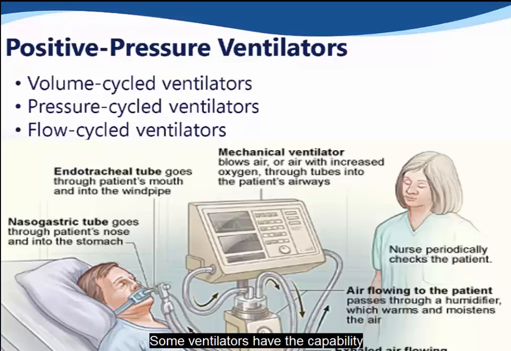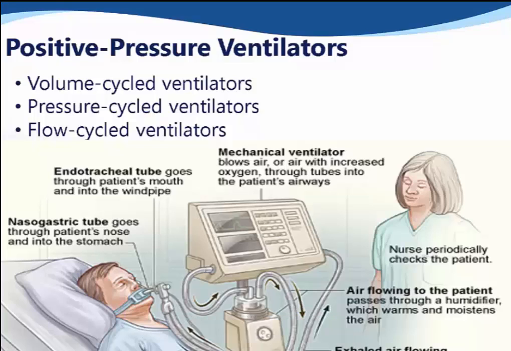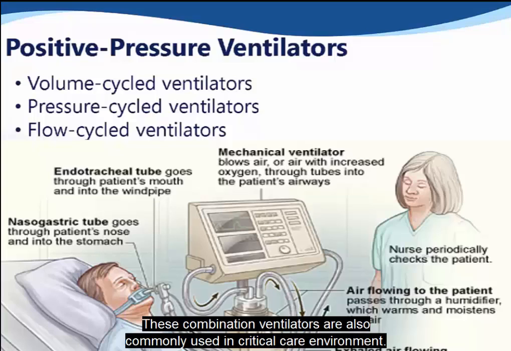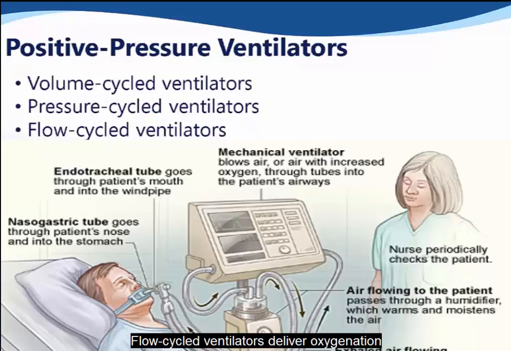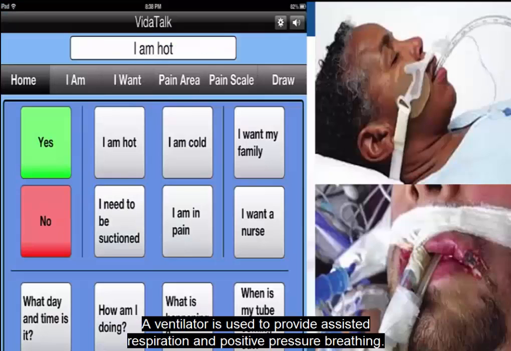Some ventilators have the capability to provide both volume-cycled and pressure-cycled ventilation. These combination ventilators are also commonly used in critical care environments. Flow-cycled ventilators deliver oxygenation until a preset flow rate is achieved during inhalation. A ventilator is used to provide assisted respiration and positive pressure breathing.